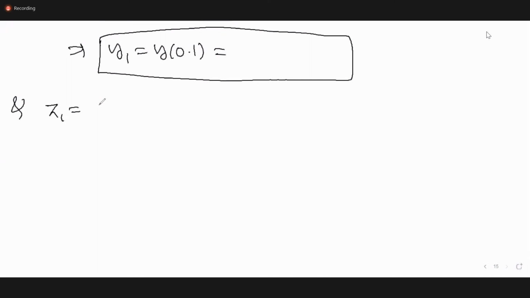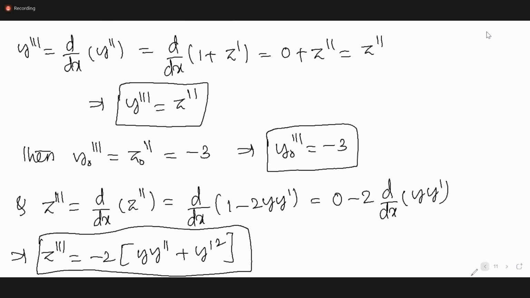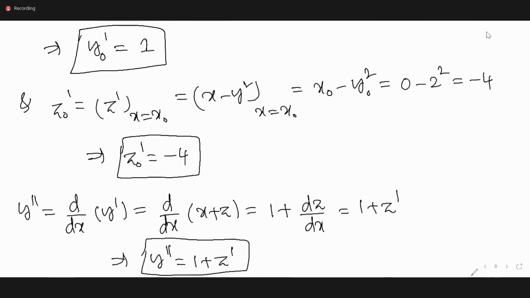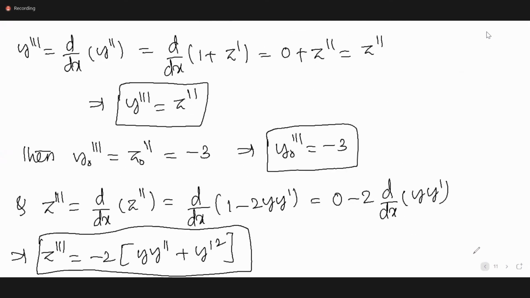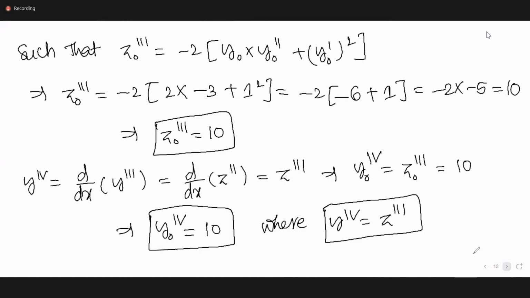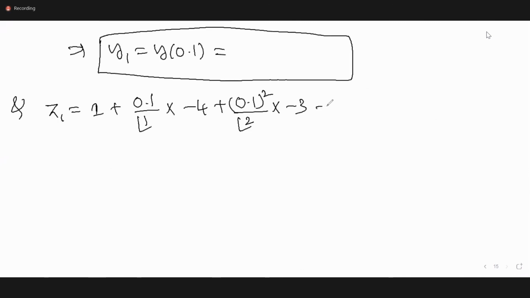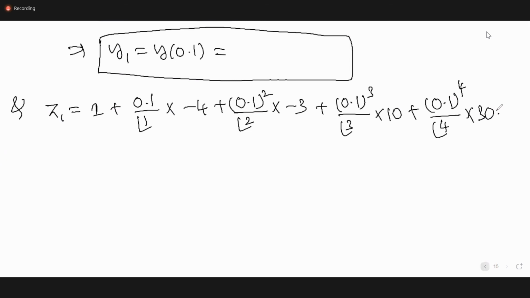And z1 is equal to z0 plus h, 0.1 by 1 factorial z0 dash, minus 4, plus 0.1 whole square by 2 factorial z0 double dash minus 3, triple dash 10, fourth derivative 30, plus 0.1 whole cube by 3 factorial into 10, plus 0.1 whole power 4 by 4 factorial into 30. z0 triple dash is 10.